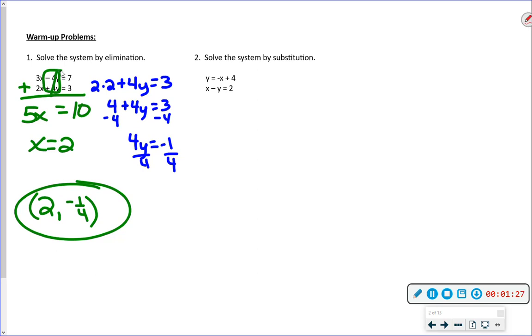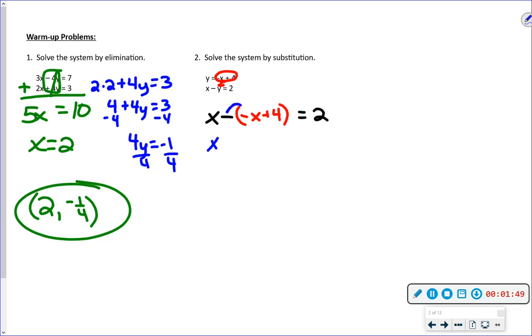All right, this is a great substitution problem. I say that because you already have y solved for in the top equation. So I'm just going to substitute that into the bottom equation. I'm going to rewrite that bottom equation, x minus, and I'm replacing y with negative x plus 4. Now, we are subtracting that entire expression, so I'm going to put parentheses around it just to remind myself that I'm subtracting the whole thing. I don't want to miss a sign somewhere.